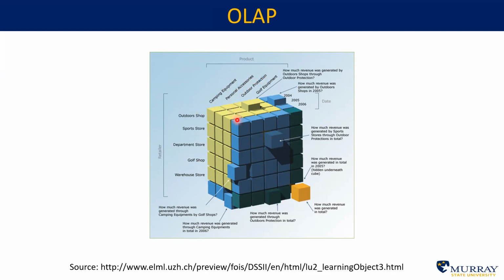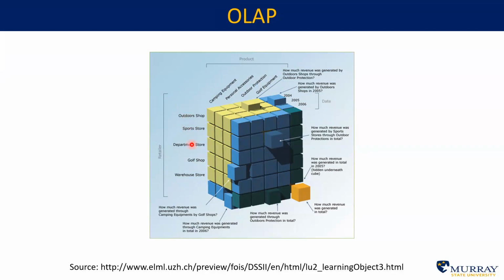And this cube is 3-dimensional. So we have 3 dimensions of analysis. We have product type: camping equipment, personal accessories, outdoor protection, golf equipment. We have date: data for 3 years, 2004, 5, and 6. And then retailer, the kind of store we're talking about: warehouse store, golf shops, sports stores, outdoor shops, department stores.